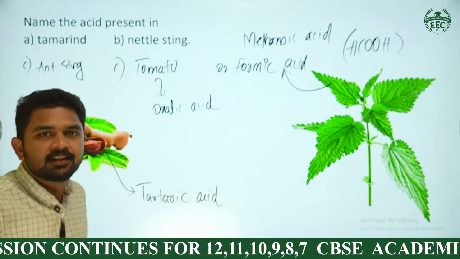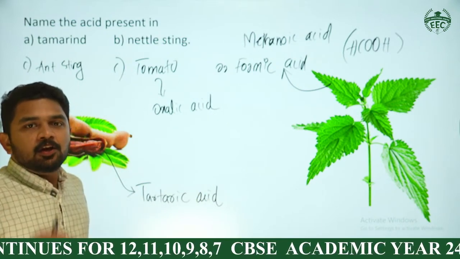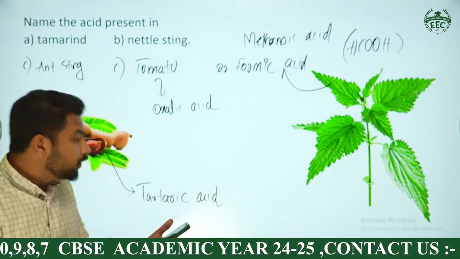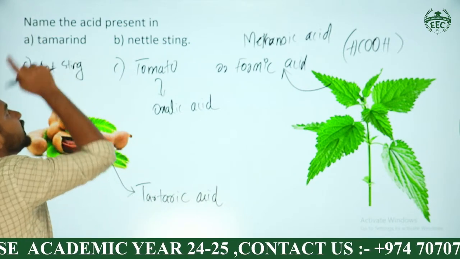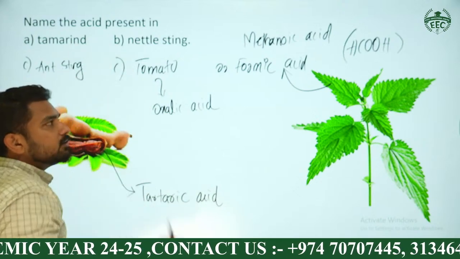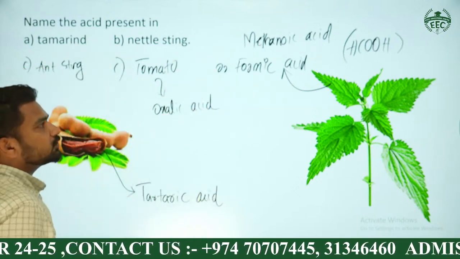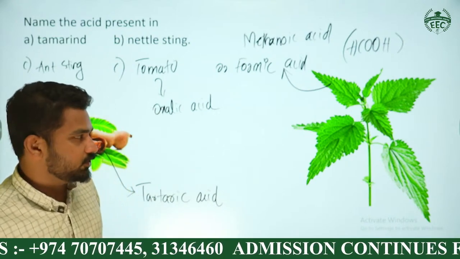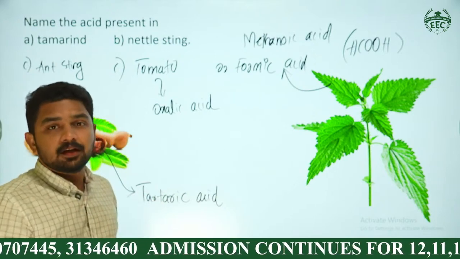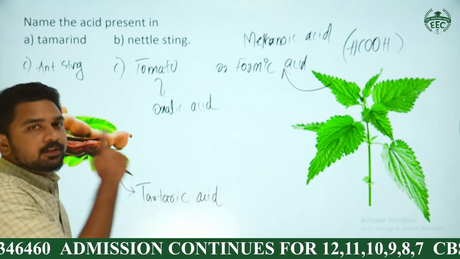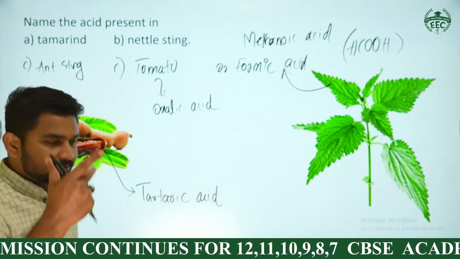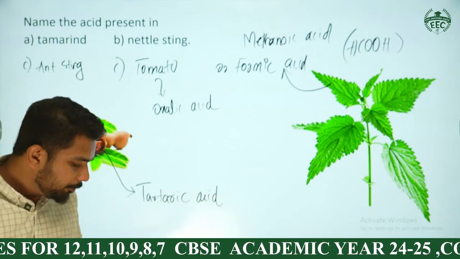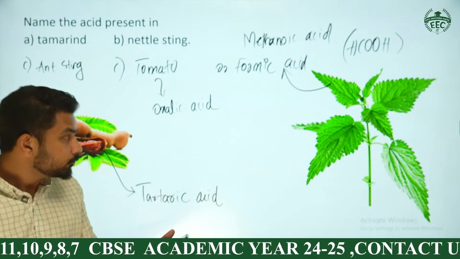Oxalic acid. So this session is for you guys. I will not answer here. You can answer, and you are answering very well. The acid present in tamarind is tartaric acid, the acid present in nettle sting is formic acid, the acid present in ant sting is also formic acid, and the acid present in tomato is oxalic acid. Now it is clear, right? Many questions can be asked as an objective question from this topic. What are the acids present in each substance? Like in apple, what is the acid present in apple? Do you know that? Anyone? You can reply.